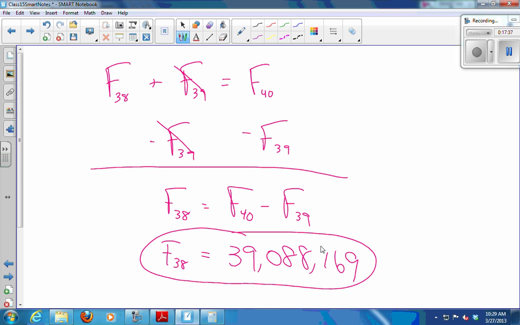So we can use this rule. Each number in the list is the sum of the previous two to go forwards in the list or backwards in the list, right? If you know two consecutive numbers, you can find the next one or the previous one.